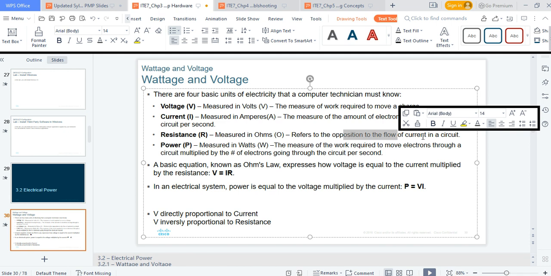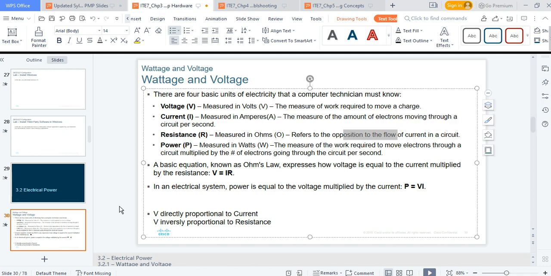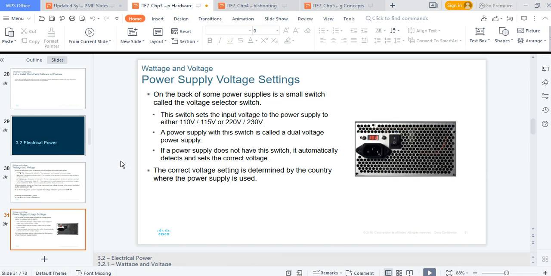The tinier your wire is, the higher resistance it's going to have, because a tiny wire is not going to allow electricity to flow through it. If electricity does not flow through it, it means it has a high resistance to flow of electricity. So with tiny wires, if you put large electricity through them, because of the opposition, it's going to blow up. So that explains some basic electricity for you. The power supply.